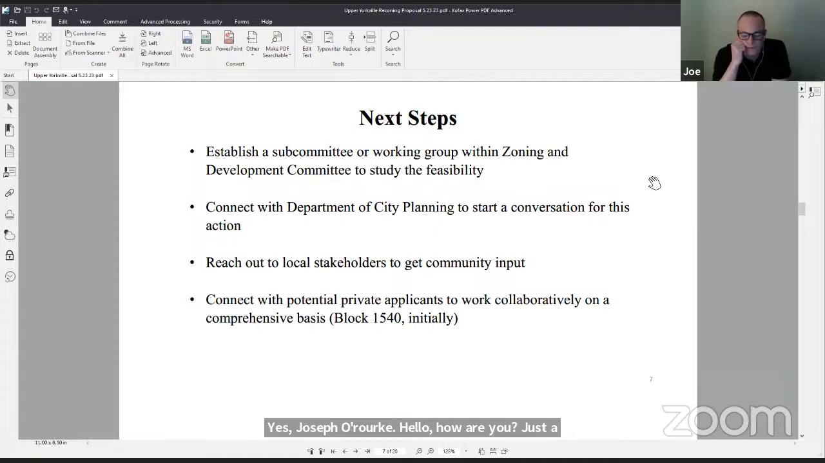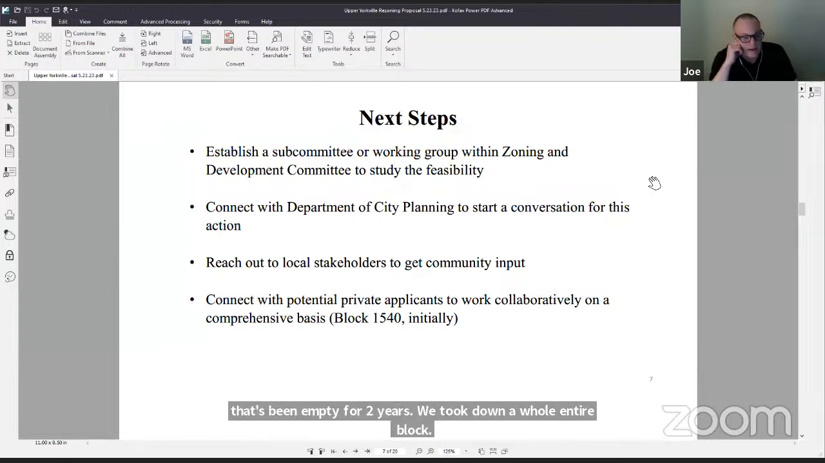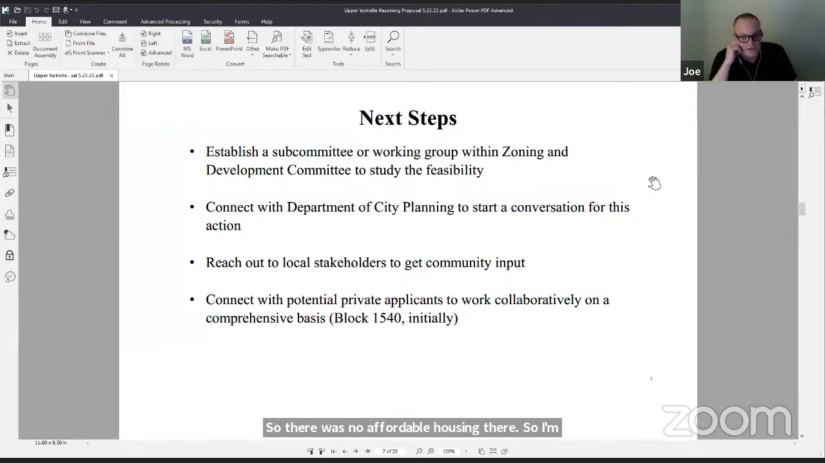Just a few points here. Overall concern about the height of buildings, especially mid-block. I do understand the need for affordable housing, very important. I just feel like we're getting away in the last 25, 30 years. We've been building these huge buildings, tearing down affordable housing, and building above-market buildings. I live near one that's been empty for 2 years. We took down a whole entire block, so there was no affordable housing there. So I'm very concerned when we talk about a 46-story building that's mid-block.